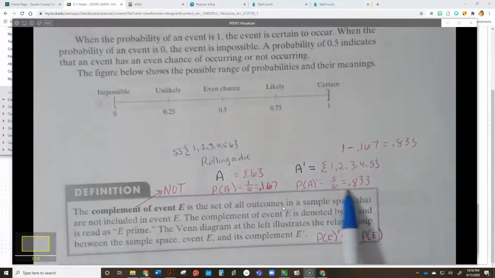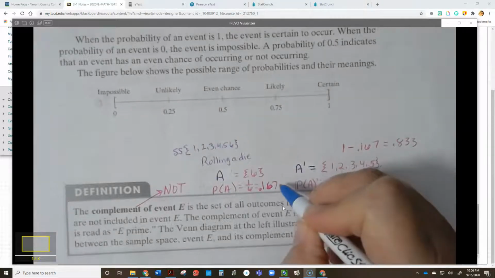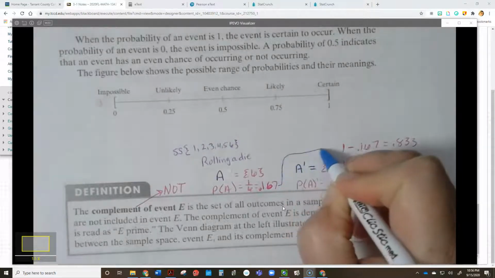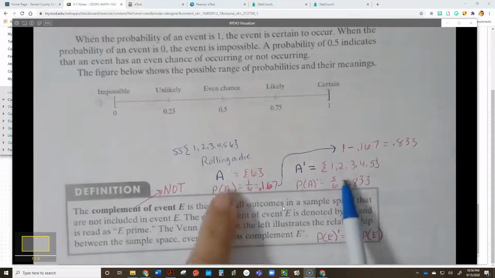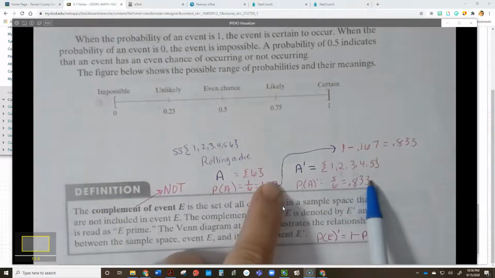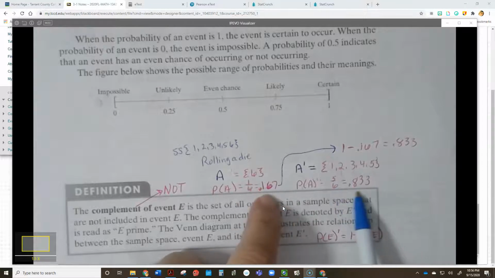Now, you don't actually have to calculate the 0.833 this way, because all you ever have to do to calculate a complement is say 1 minus the probability of the event. So we already found the probability of event A was 0.167, so the complement of event A is 1 minus 0.167.